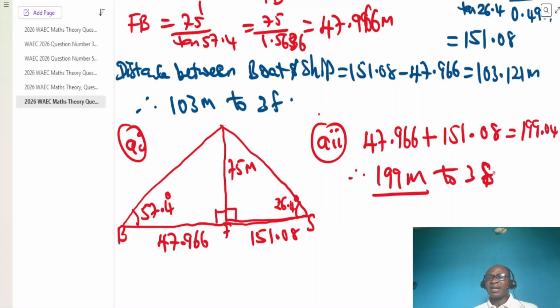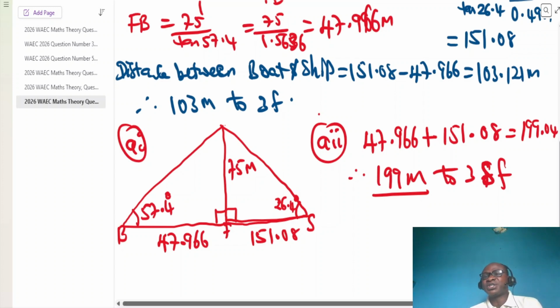Okay, 3 SF. All right, this is why I said this one question has two answers, because of that lack of information that failed to specify the positions of the ship and the boat. All right. This solves question A in number 9, WAEC 2026. Let's look at question B.